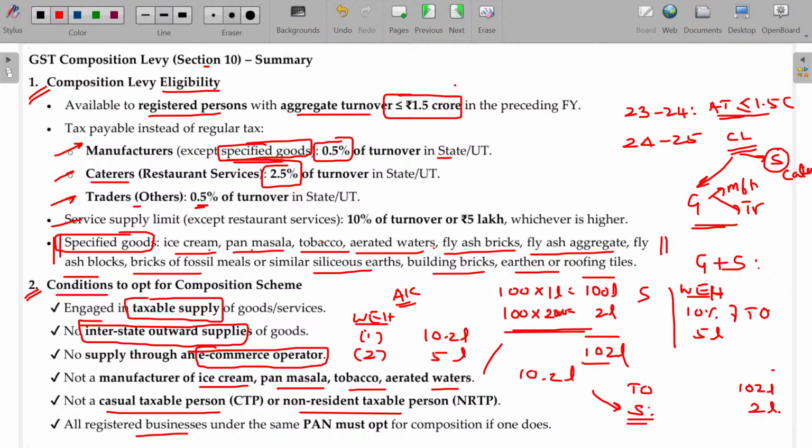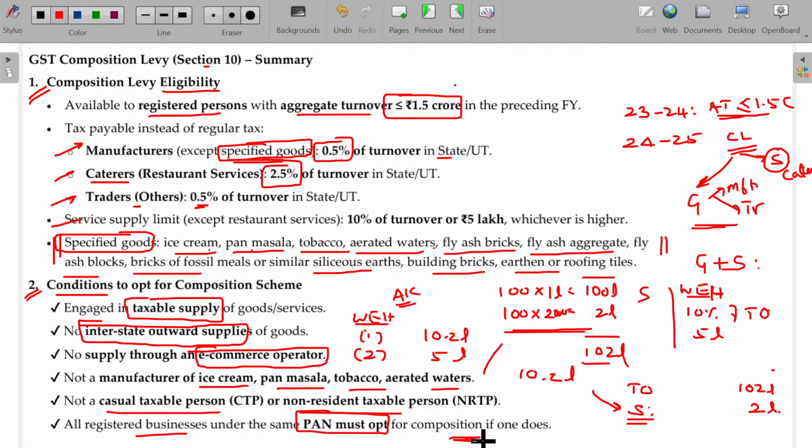And all registered businesses under the same PAN must opt for composition if one does. If I have the PAN number, a PAN-based GST number will be applied. So I have 3 or 4 different branches in 3 or 4 different states, so I have to get the GST number for each state; I will have different GST numbers. But if I get the composition scheme for Tamil Nadu, I have to get the same composition scheme for all the 4 states. I cannot say, sir, for Tamil Nadu I can go for the composition scheme, and for Andhra Pradesh I can go for the regular tax. No, it's not possible. If you have the composition scheme, you have to have it for all the branches put together.